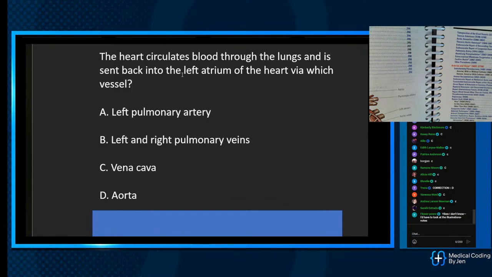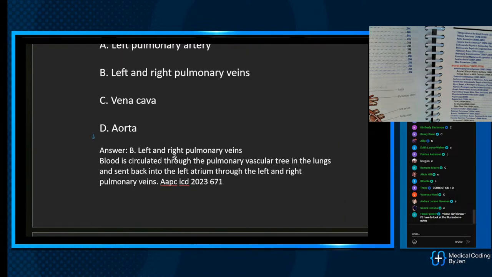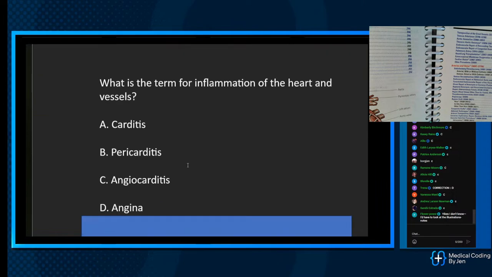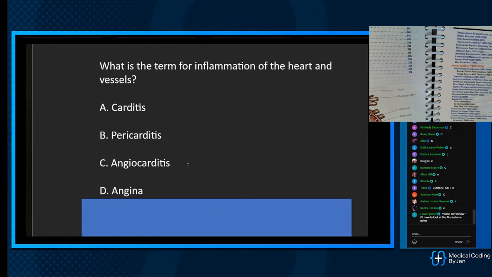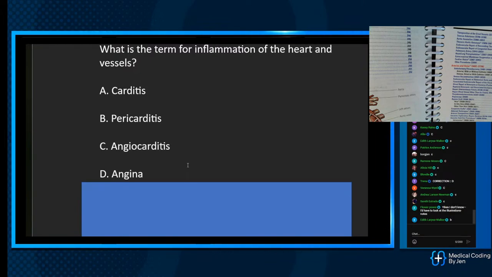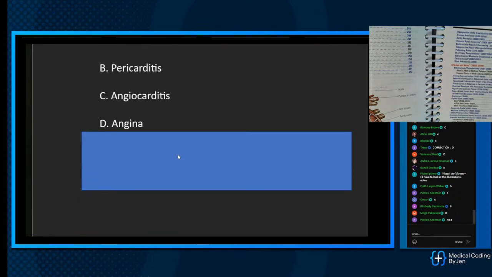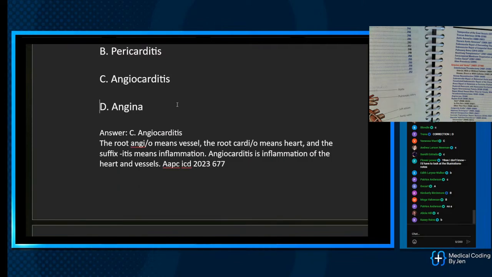Pulmonaries, vena cava, or aorta? Left and right pulmonary arteries, B. Good job. Which term is for inflammation of the heart and its vessels? What do you think inflammation of the heart is called? Good job. ICD-10 book, page 677.